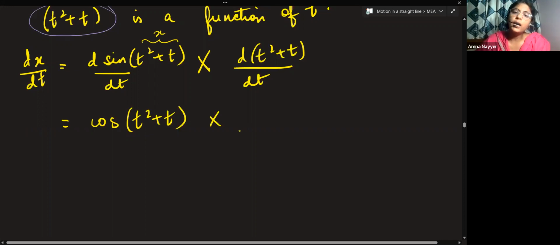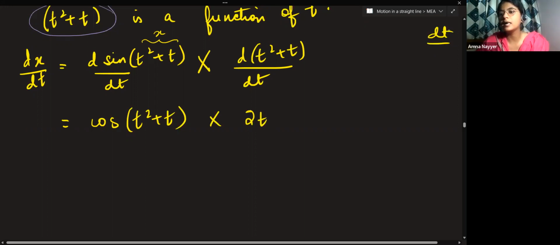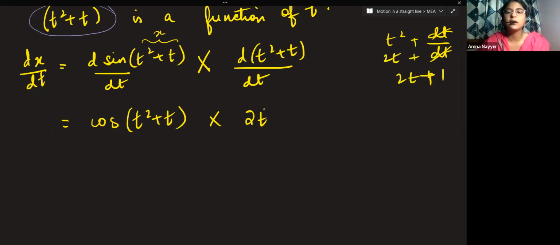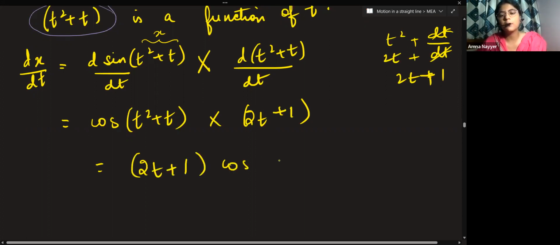See, t square differentiation is 2t, and t differentiation is dt over dt, that gives 1. So this becomes 2t plus 1. This is your final answer. So this can be written as 2t plus 1 times cos of t square plus t. This is how we write it.